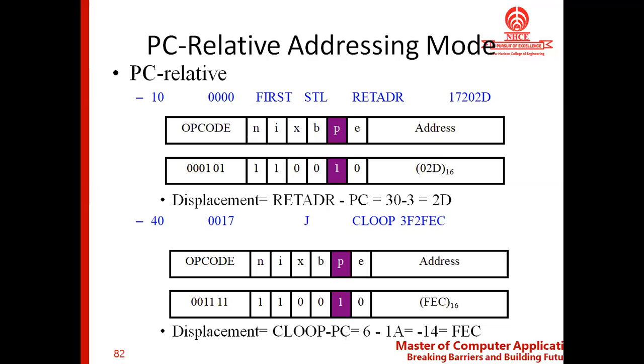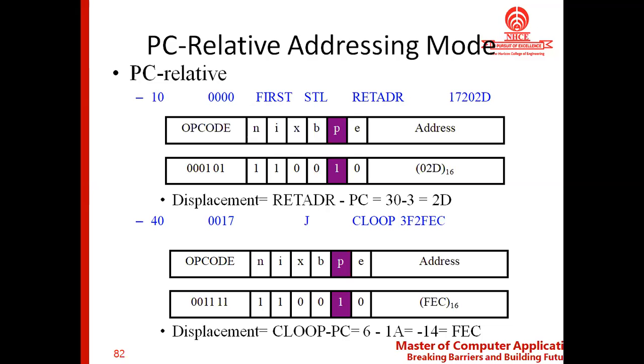How to get this FEC is 0, 1, 4. You have to mention it in the binary format, and that binary form should be converted into 1's complement. Then with the 1's complement, you have to add 1 so that you will be getting the 2's complement. So when you do this calculation, you will be getting the value as FEC. This is your displacement. The rest will be the same. When you find the displacement, the remaining things you can identify the same way.